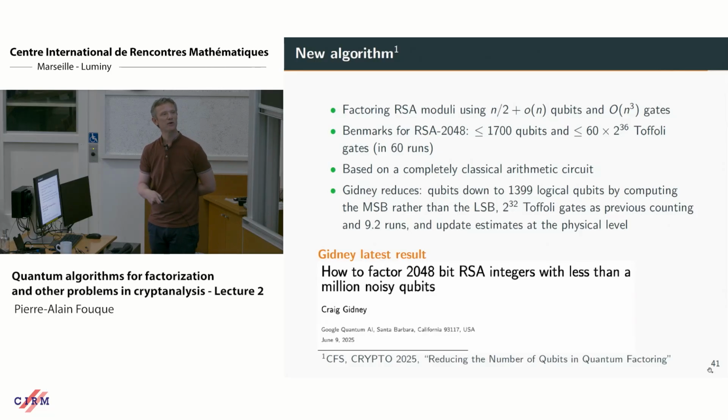And so now he shows that he can improve, in fact, the number of noisy qubits from 20 million noisy qubits to less than 1 million qubits. Okay, so we gain a factor of 20 at some point. Okay, so this is a very impressive result.